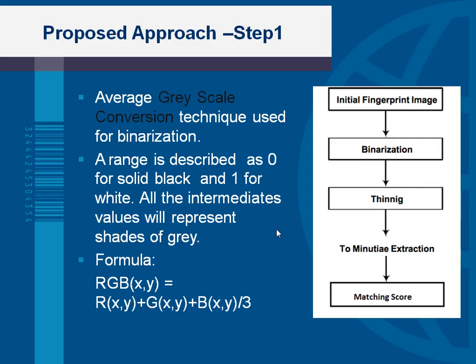My implementation is in 4 stages. The first stage is converting the image into a binary matrix. In this step, pixels are classified in a range of shades of gray, 0 being black and 1 being white. All the intermediate values are represented in shades of gray. The formula is given here to average out the red, green, and blue intensity. We can further see this in the programming implementation.